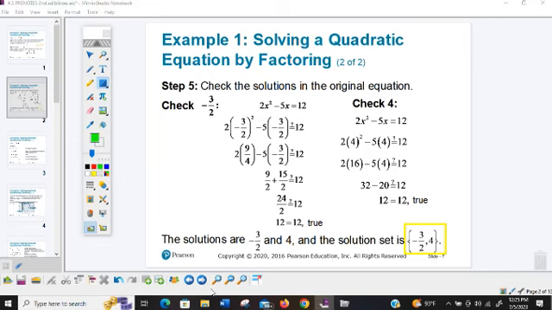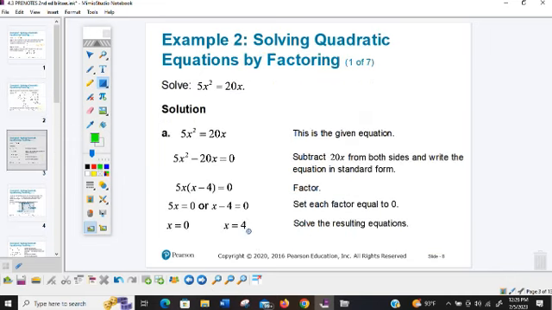Let's look at another one. On this one, you want to get everything on the left, so we subtract 20x, and this is what we get. Now it's time to factor. We take out the greatest common factor, which is 5x. We did not have a common factor on the last one we looked at, so we skipped over this step. I should have mentioned it though.